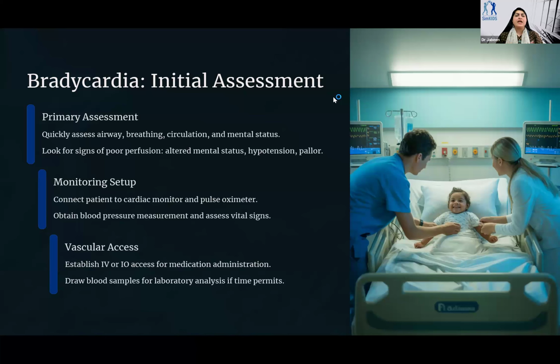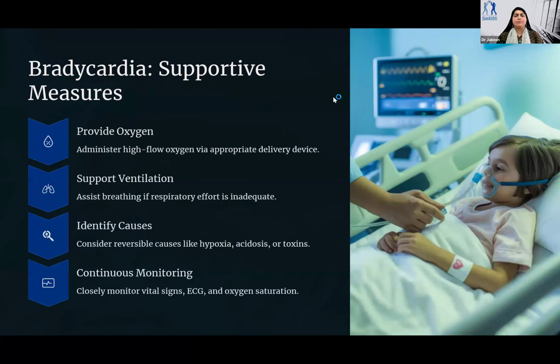Depending upon the history, you may consider doing an X-ray or point of care ultrasound. So the treatment for bradycardia is supportive measures: provide oxygen, support ventilation, identify causes, that is H's and T's, and continuous monitoring.